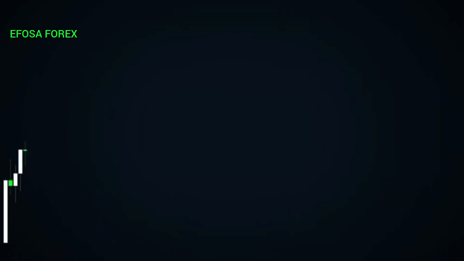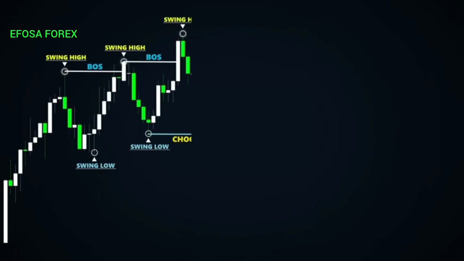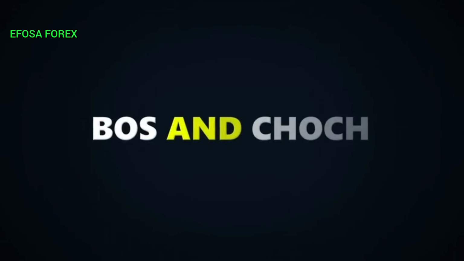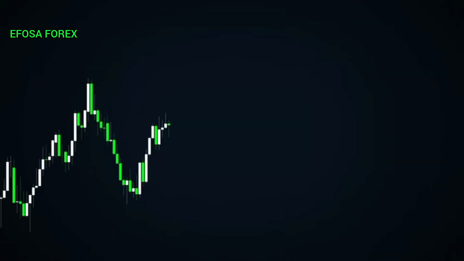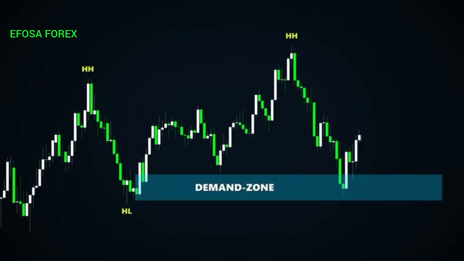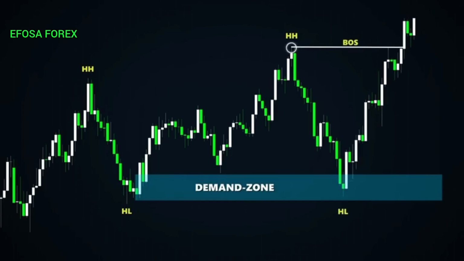It's easy to spot a swing high or a swing low, but the real question is, will the trend continue or is it about to reverse? That's where 2 simple tools come in: break of structure and change of character. Let's start with break of structure. Imagine the market is in an uptrend. Price is making higher highs and higher lows. Then price pulls back a little and pushes higher again, breaking the last high. That's a break of structure. It tells you the uptrend is still strong.